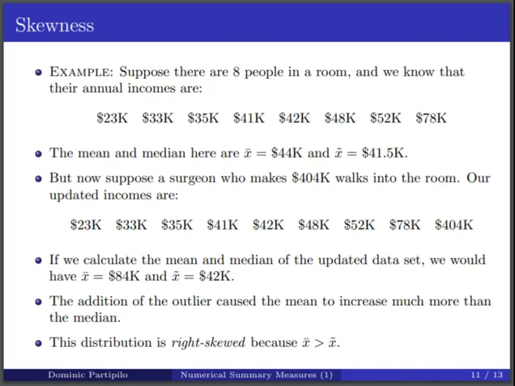So like we say down here, the addition of the outlier caused the mean to increase much more than the median. This is what we mean when we say the mean is more sensitive to outliers than the median is. And when we add this outlier in here, the mean is much higher than the median. And just like we learned before, since the mean is much higher than the median, we know the distribution is right skewed.